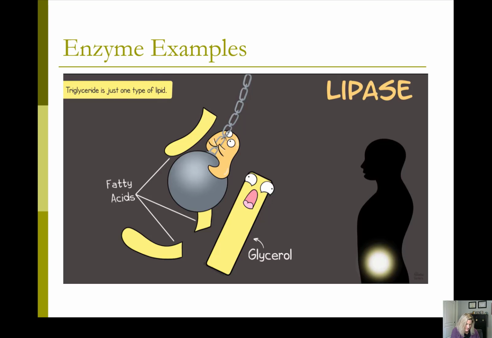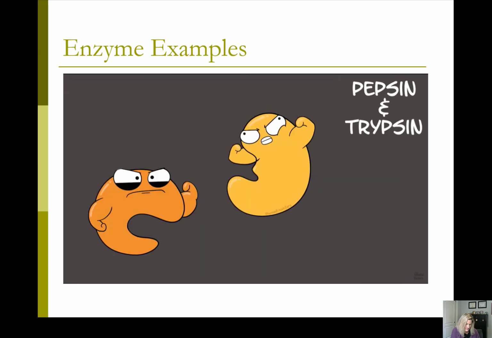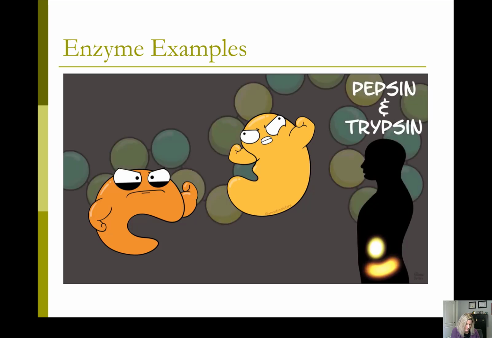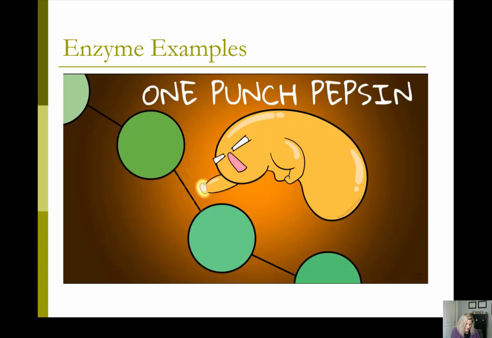Pepsin and trypsin are some examples of enzymes that break down proteins. An action location for pepsin is in the stomach, and an action location of trypsin is in the small intestine. These enzymes break the peptide bonds in proteins. Pepsin breaks down proteins into peptides.